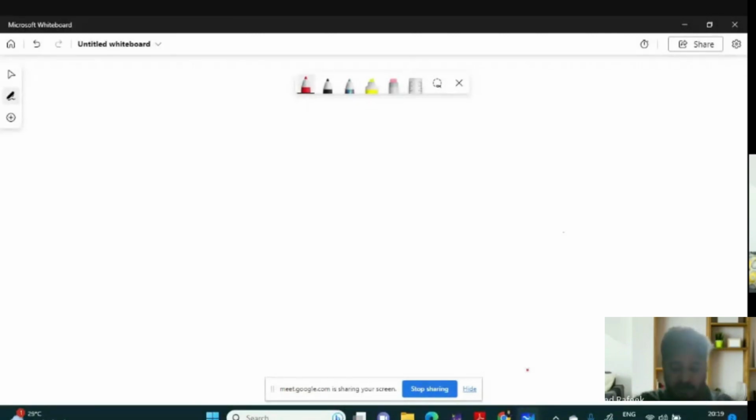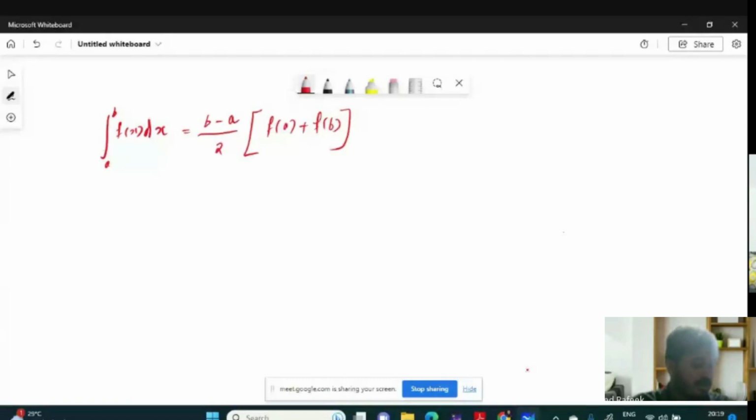We know the formula for the two-segment trapezoidal rule. Integral a to b f of x dx is equal to (b minus a) by 2, that means h by 2, times f of a plus f of b. I am just going to use the two-segment trapezoidal rule for integration. So that value is alpha.